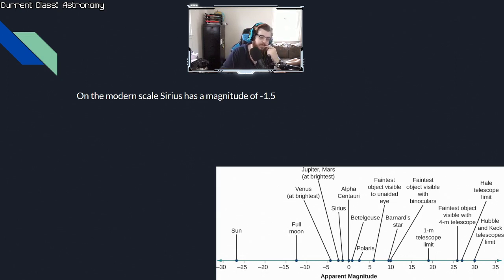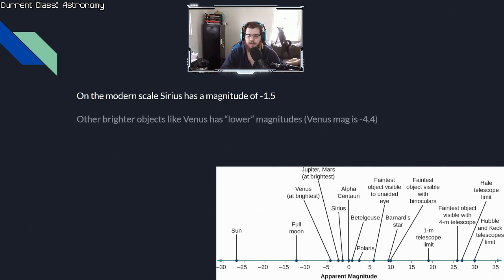So this is our modern scale down there, that we have for this. On the modern scale, Sirius has a magnitude of -1.5. So that's how bright it is in the sky based on how we have decided what a magnitude is in our current day. That is its apparent magnitude.